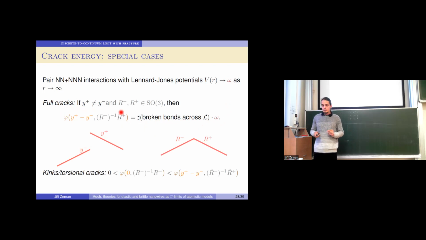And if we have the case of a kink or a torsional crack, where there's no jump of the deformation itself, then it will be more difficult to derive an analytical expression for the fracture energy, but it can be shown that the energy of a full crack is strictly larger than the fracture energy of a kink. This can be done by comparing the energy, and when you have a full crack, you can always move the other piece of the rod in such a way that there's at least one bond that is intact.